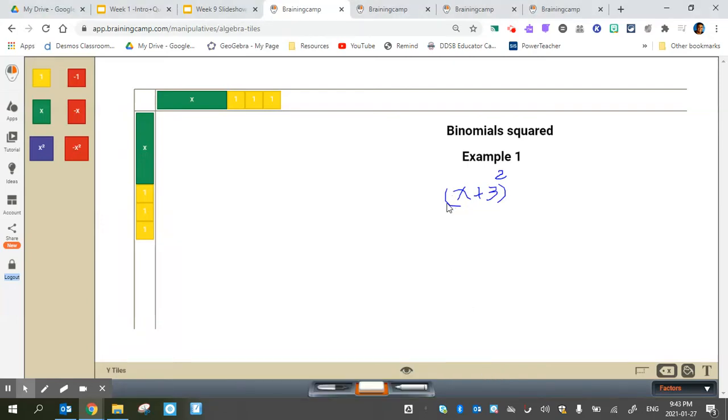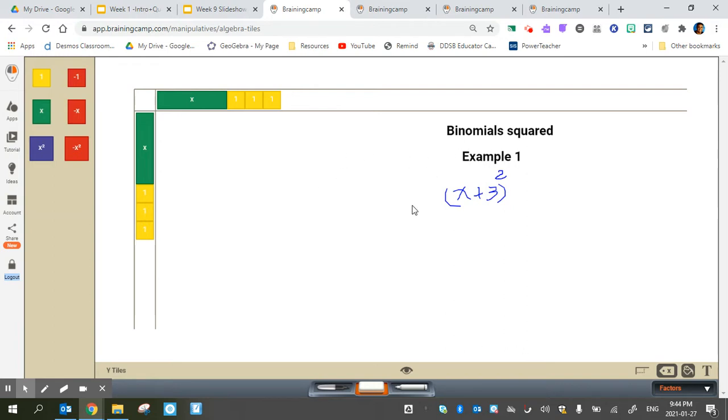Hello. The purpose of this short video is to illustrate two examples of binomials squared using algebra tiles. This is one in a series of several videos using algebra tiles and then area model for multiplication of binomials. So here we go.